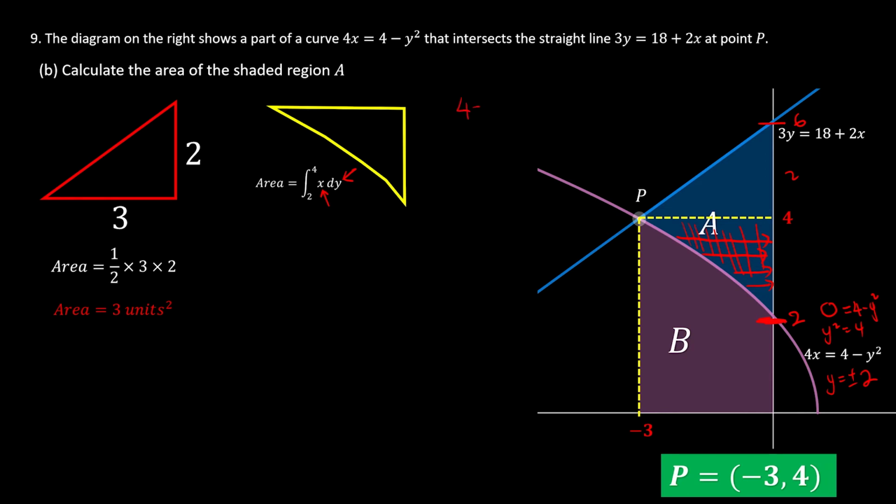We have 4x is equivalent to 4 minus y squared. So we want to find x first. X is going to be 4 divided by 4 is 1. Y squared divided by 4 is just y squared over 4. Or we can just combine together, say that 4 minus y squared over 4 also will do. So we're going to substitute in like this.